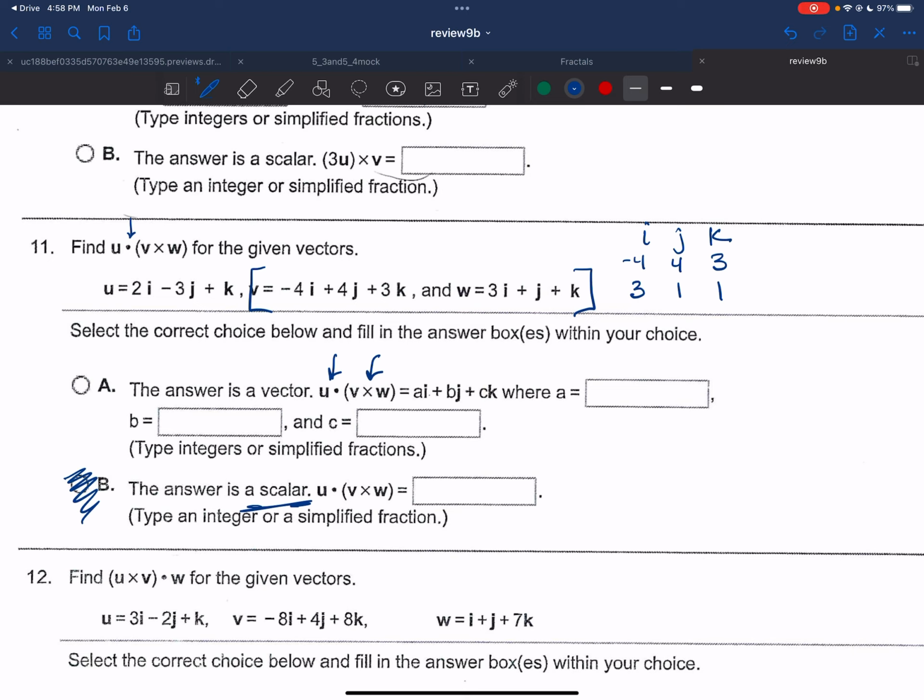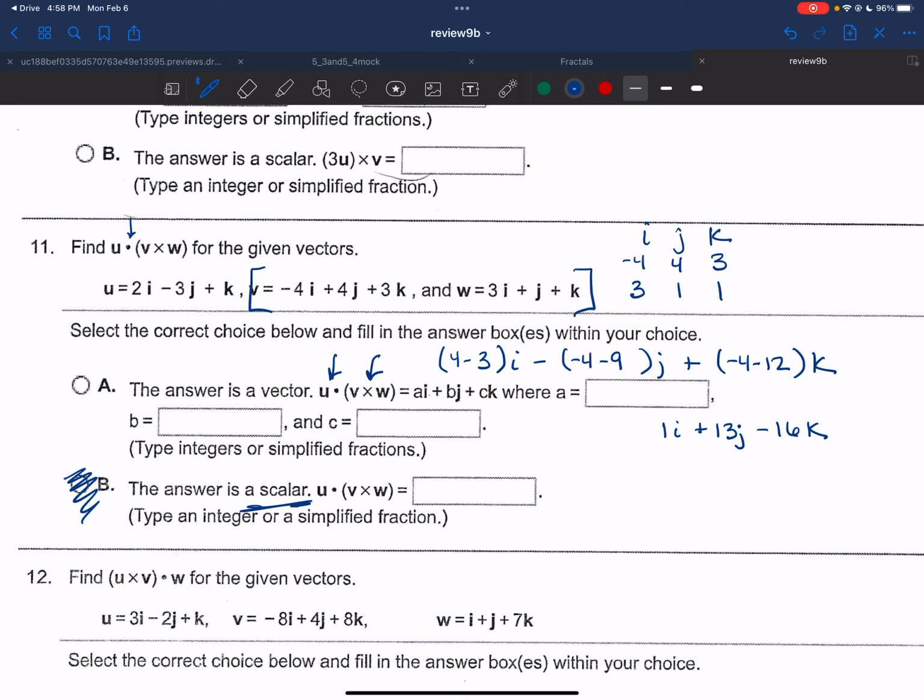And so i minus j plus k. So 4 times 1 is 4 minus 3. We have negative 4 minus 9. And then we have negative 4 minus 12. So that's going to be 1i. Negative 4, negative 9 is negative 13. Minus a negative is going to be plus 13j. Negative 4 and negative 12 give us negative 16. Okay, so that's our cross product.